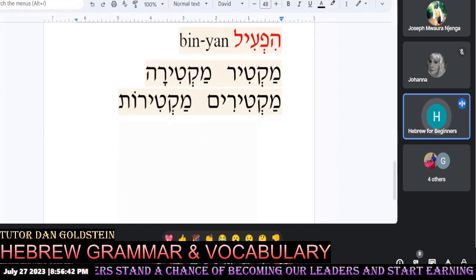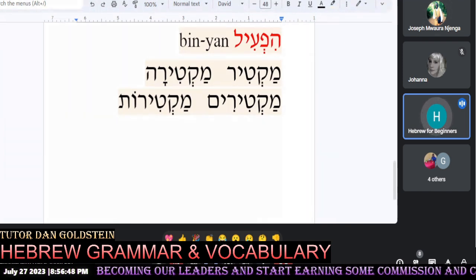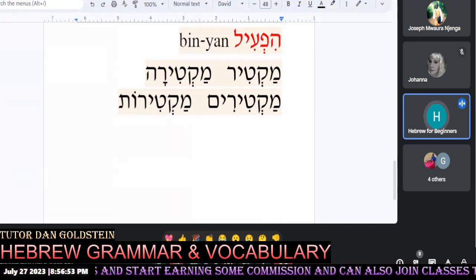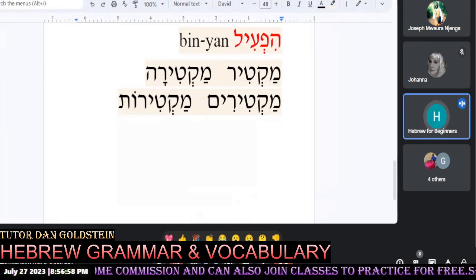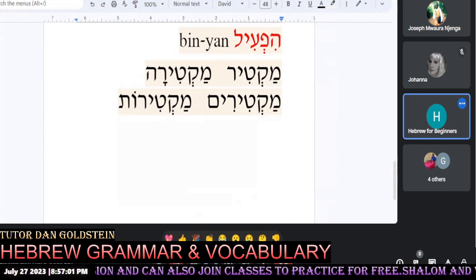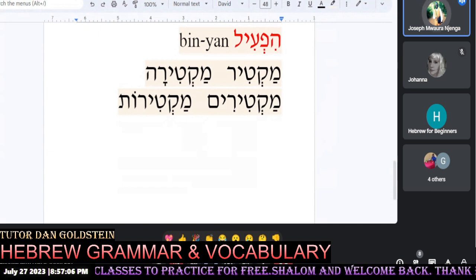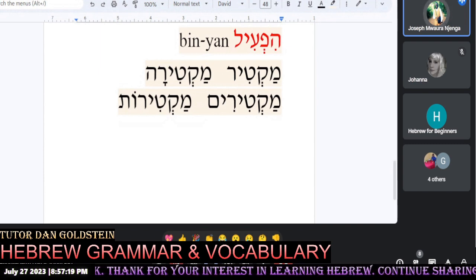But my question to you, Joseph, is what is the clue? What is the marker that we see that tells us we're looking at this causative to cause something to happen? What do you note in these conjugations that you just read? In this binyan, I can see that the shoresh, Maktir, is repeating throughout every word.